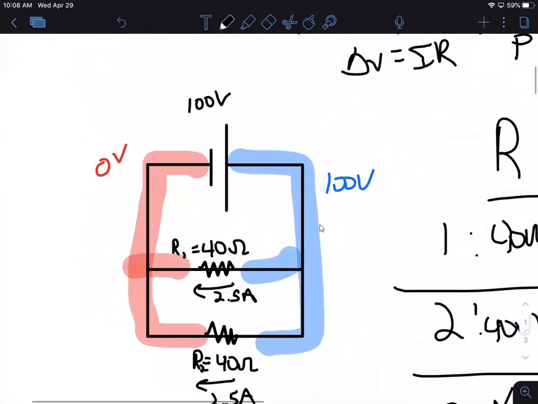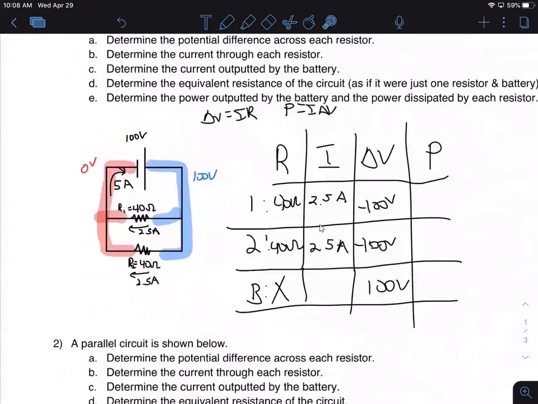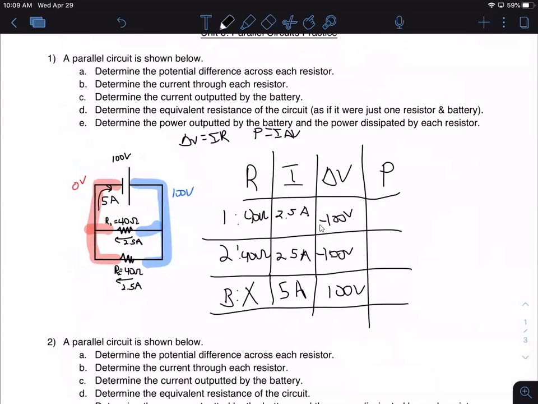So does that let me add anything else here? Well, if this is 2.5 and this is 2.5, together, as they come together here, I'm going to get 5 amps going through this top part of the circuit, right? Because it's going to be 5 going to the battery. Then it's going to split into 2.5 one way and 2.5 the other way. So I can say my total current from the battery, 5 amps.